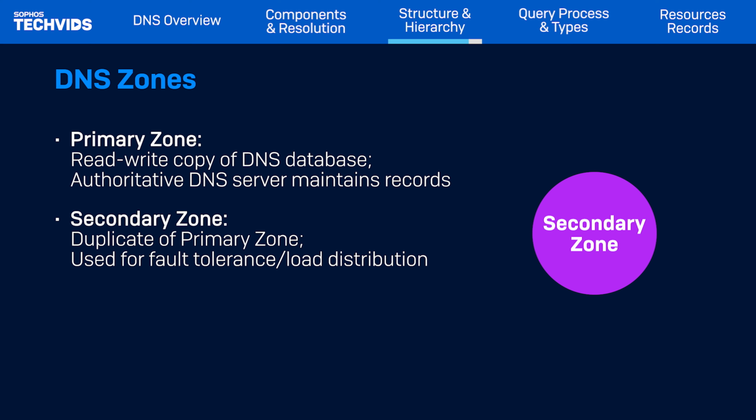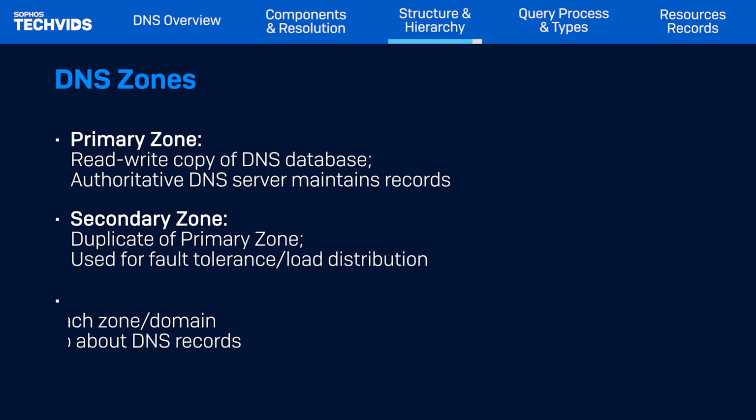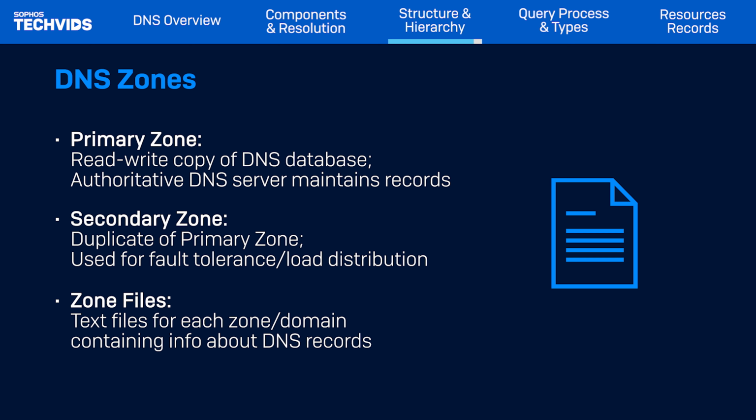Then there's the secondary zone. This is a duplicate of the primary zone and is used for fault tolerance and load distribution. And finally, there are zone files. These are text files corresponding to each DNS zone or domain that contain information about the DNS records. They include the most crucial part, the mappings between domain names and IP addresses or other types of records.